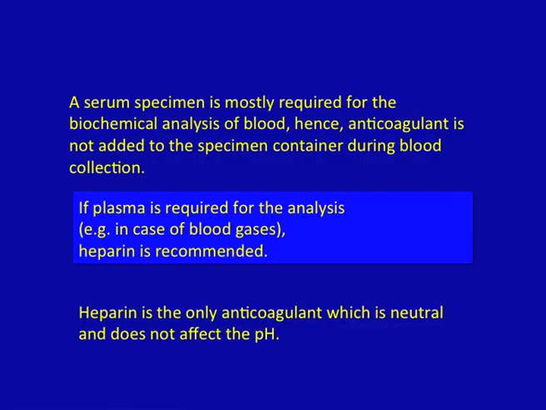When venous blood is collected, anticoagulants are not used, but when you are taking the arterial blood, it should be collected by the physician, and that is only for the analysis of blood gases. A serum specimen is mostly required for the biochemical analysis, and if plasma is required, then an anticoagulant is added, namely heparin. Heparin is commonly used because it does not affect any chemical reaction, and it does maintain the pH.